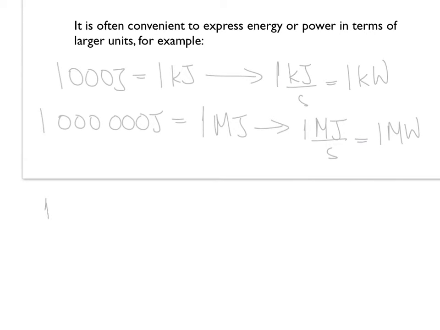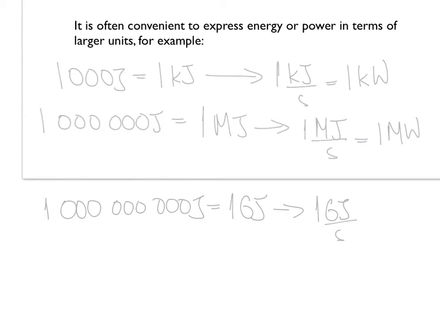Okay, 1 billion joules is 1 gigajoule, and in terms of power, 1 gigajoule per second is equal to 1 gigawatt. And now you can understand the movie Back to the Future a little bit more.